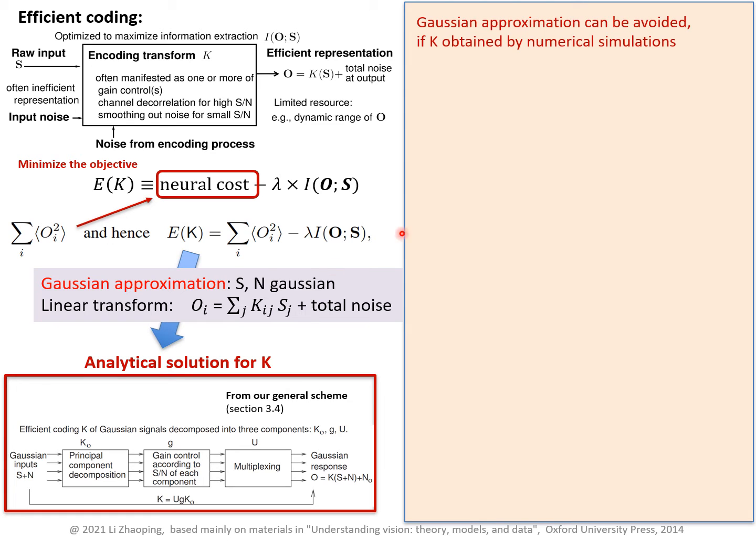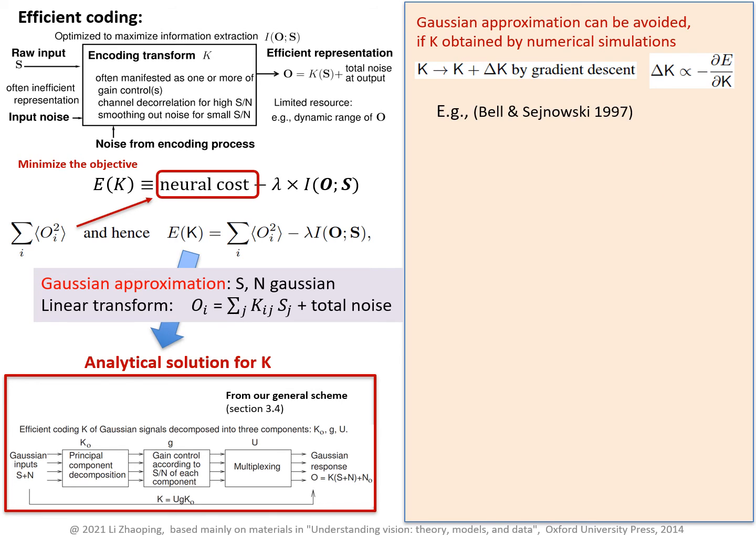This Gaussian approximation here can be avoided if we obtain K by numerical solution rather than by analytical solution. And to do that, you start with a value K and then you change it according to gradient descent. You change it according to this value, the derivative of this objective function as a function of K. And you change one step at a time until you reach a K value that makes this objective E(K) minimum.